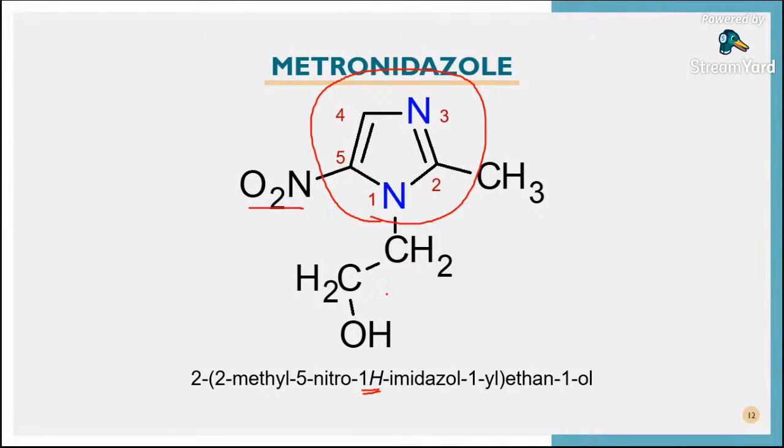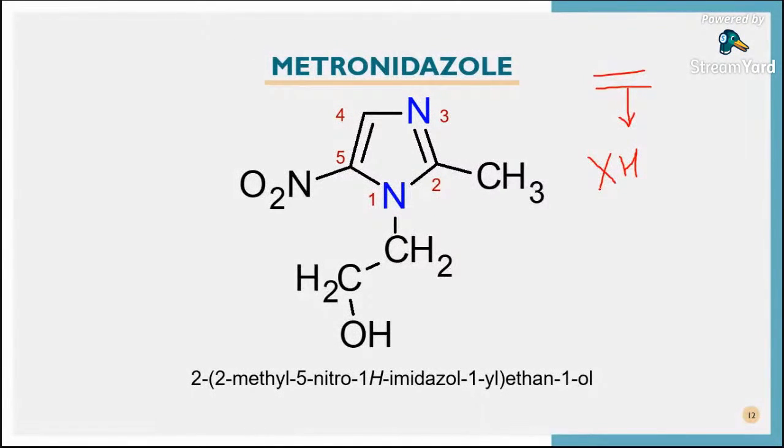It means that whatever the attachment is, it is at 1 number position. And for that extra hydrogen, if it is containing a double bond, then only you have to remove this H. Then only you have to remove it. Otherwise, it will remain as it is, because it is present in the parent structure.